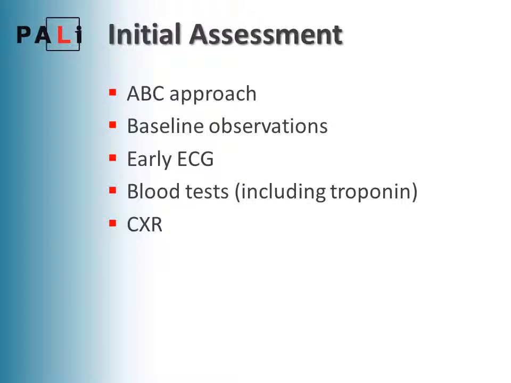As with any other acute condition, you need to approach it using the ABC framework. Baseline observations should be recorded, and it's crucial that you obtain an early ECG. Routine blood tests, such as U&Es, full blood count, and CRP, should be requested, along with a troponin, and a chest X-ray should be ordered.